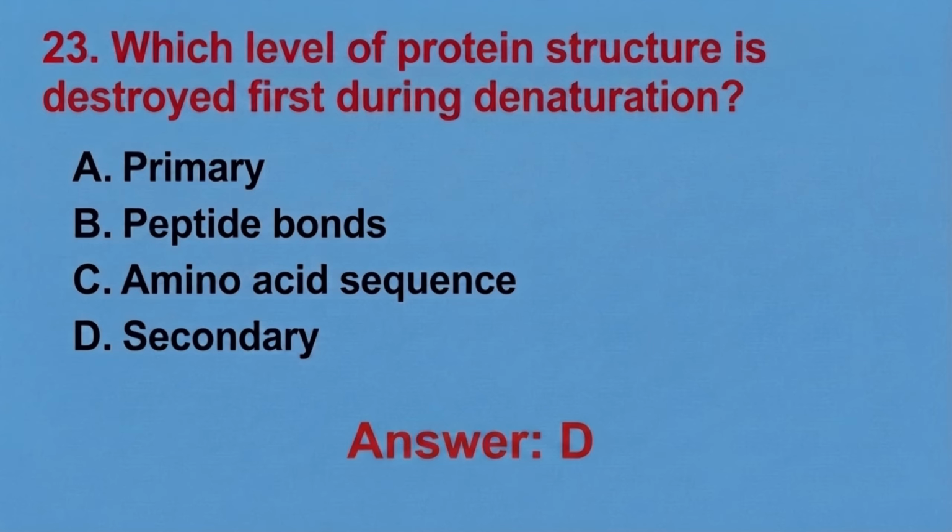Option C is wrong because the amino acid sequence remains intact unless the protein undergoes hydrolysis, rather than simple denaturation. Here is an example. Denaturation destroys protein shape before it destroys protein sequence. Let's go to question 24.